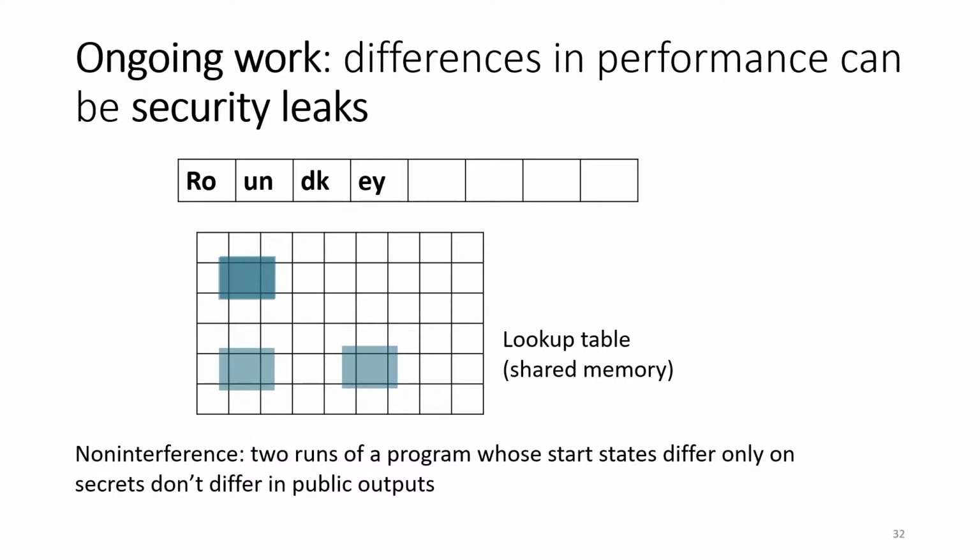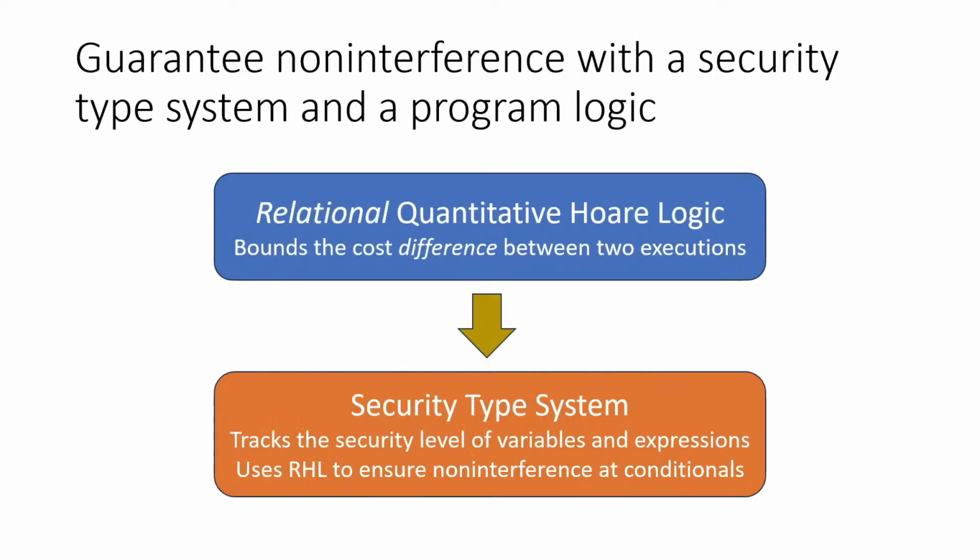And so this isn't a purely theoretical thing. People have actually experimentally performed this attack by, they were able to reconstruct the round key by just taking end-to-end encryption time. So we'd like to guarantee a property called non-interference, which is that if you take two runs of a program whose start states differ only on secret information, then the public outputs shouldn't differ. Where here we're taking public output to mean not just the actual answer, but also observable timing things like bank conflicts.